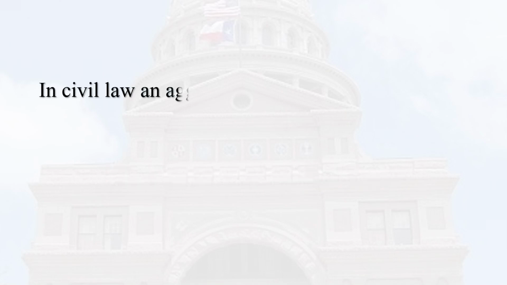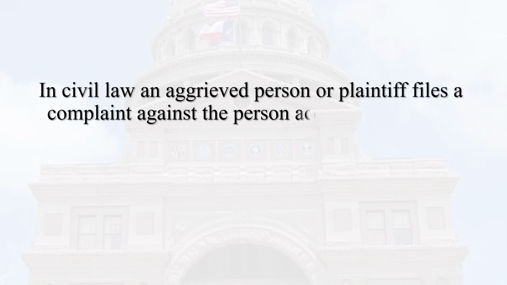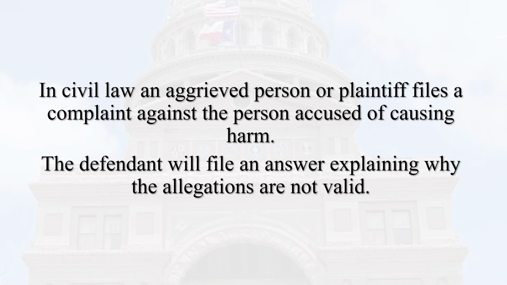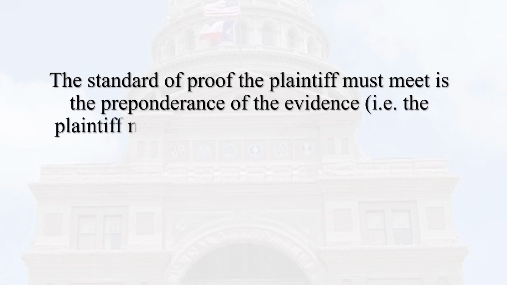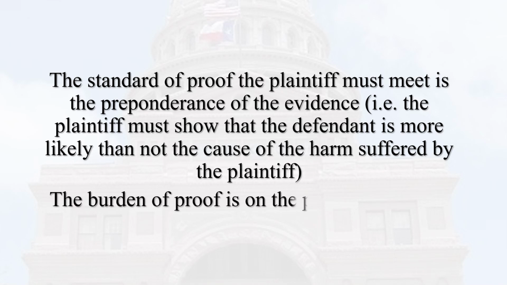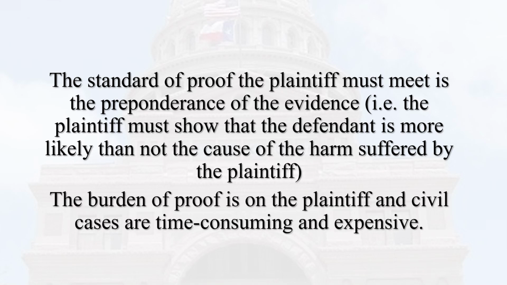Civil and criminal law. In civil law, an aggrieved person or plaintiff files a complaint against the person accused of causing harm. The defendant will file an answer explaining why the allegations are not valid. The standard of proof the plaintiff must meet is the preponderance of evidence. That is, the plaintiff must show that the defendant is more likely than not the cause of the harm suffered by the plaintiff. The burden of proof is on the plaintiff, and civil cases are time consuming and expensive.